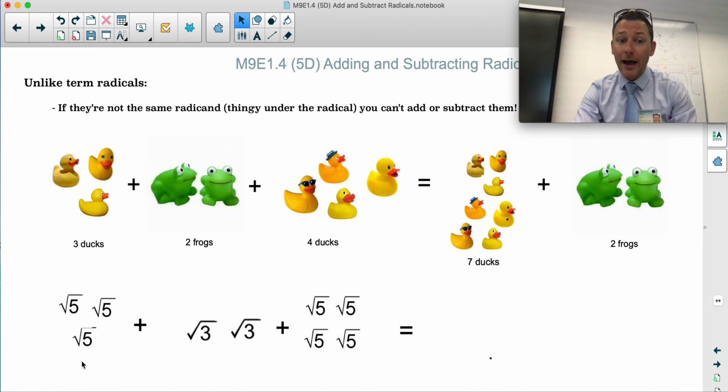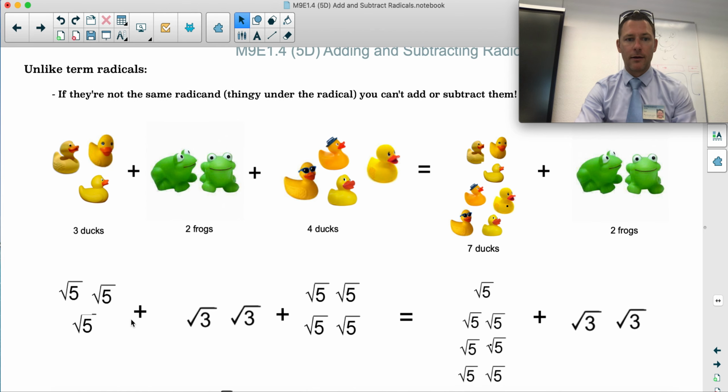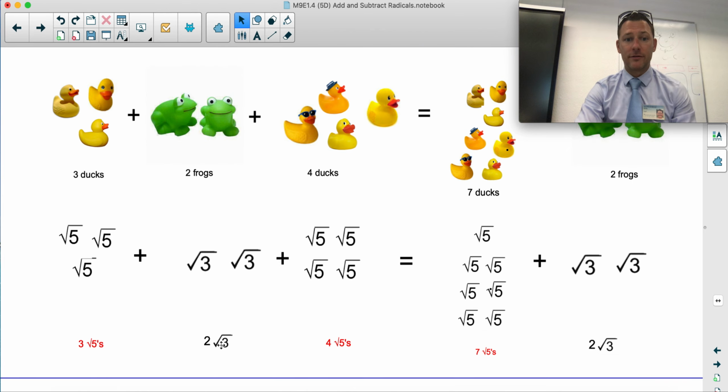Do the same thing with radicals. I have root 5's and I have root 3's. Oh, and I have some more root 5's. We'll put the root 5's together and move on with life, right? So I've got 3 root 5s, 2 root 3s, 4 root 5s. Add up the root 5s because they're similar, same animals, like ducks and ducks, and then leave the root 3s separately because you can't combine them, right?